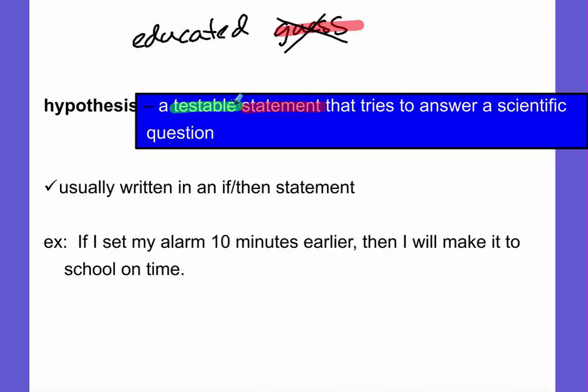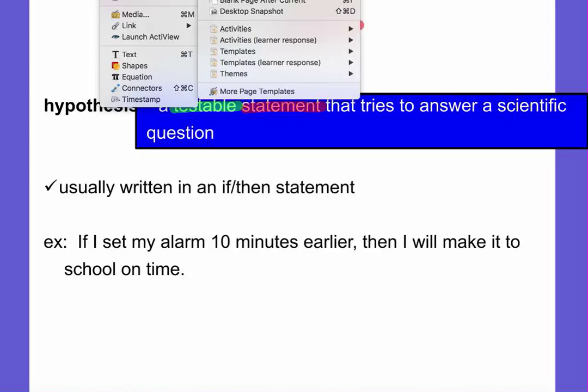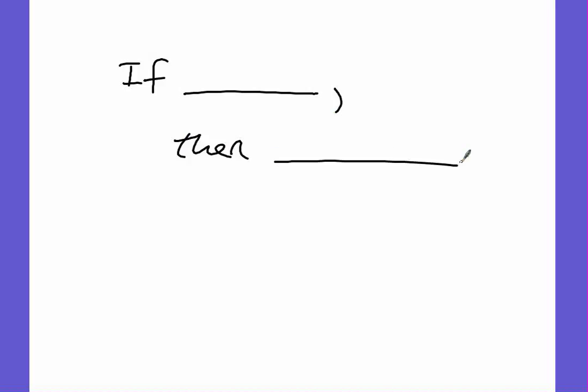Okay, so the other thing, usually they're written in if-then statements. Here, since I can't write on the other board, insert page. I would usually want you to write a hypothesis like this. There are many other ways to write a hypothesis. This is just the easiest to keep track of your variables in. So you'll say if something, then this will happen. Right, so it's if blank, then blank, with a comma in between.